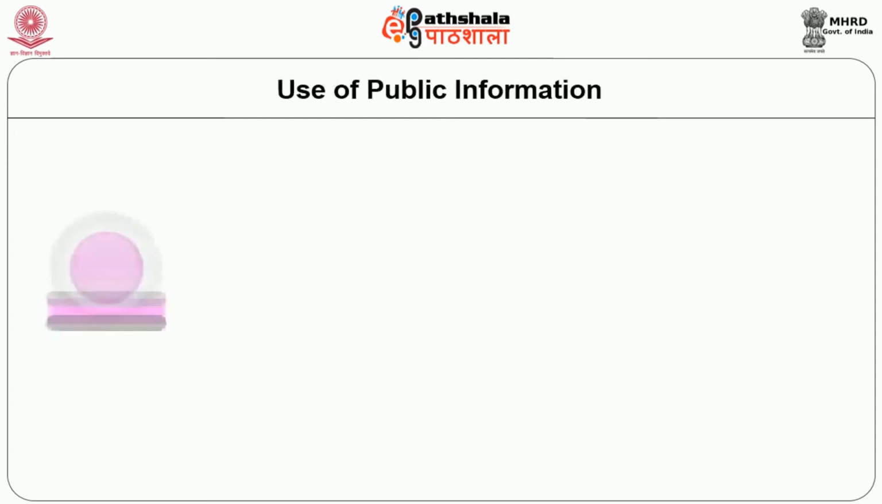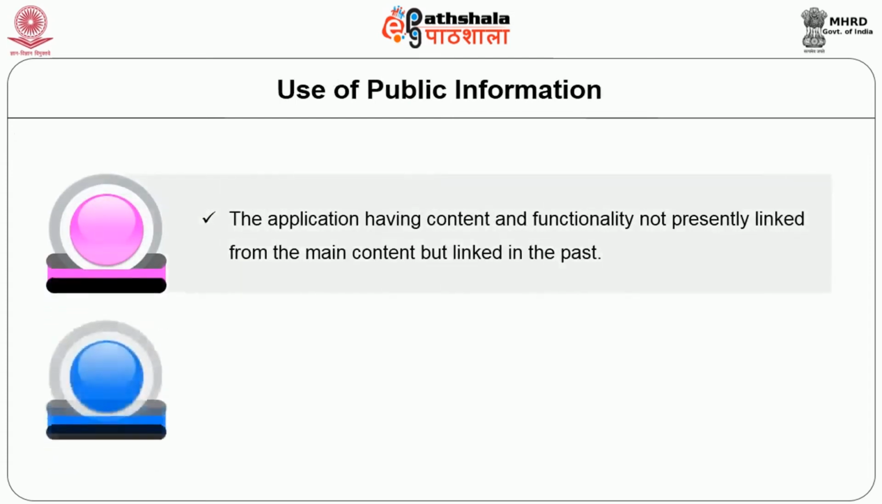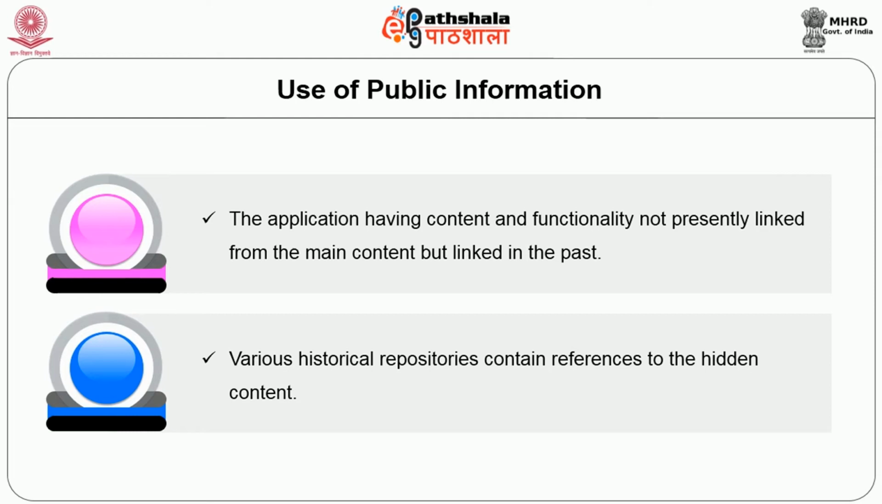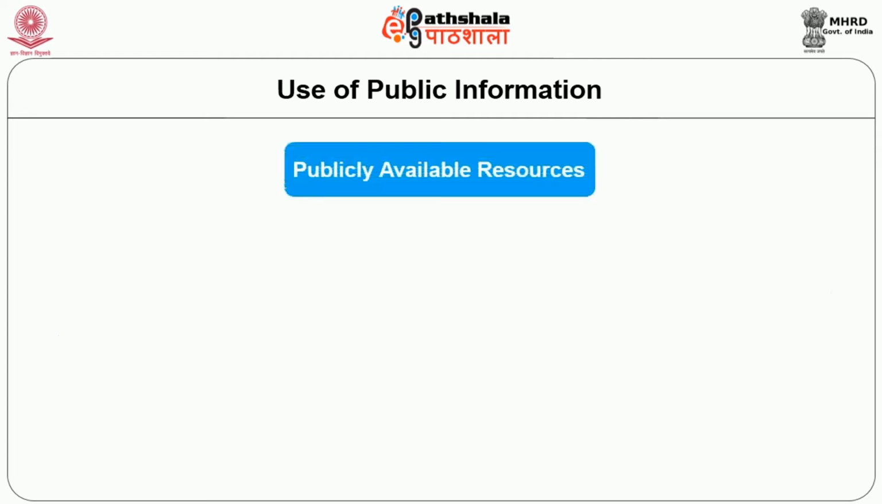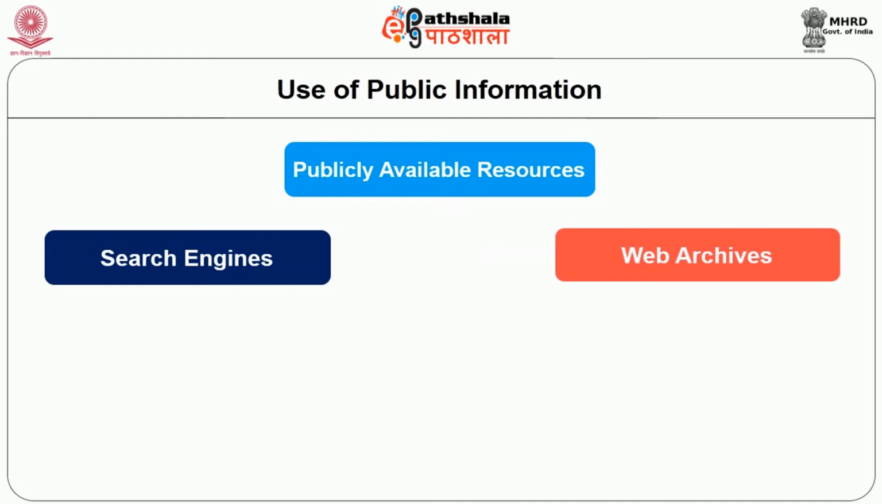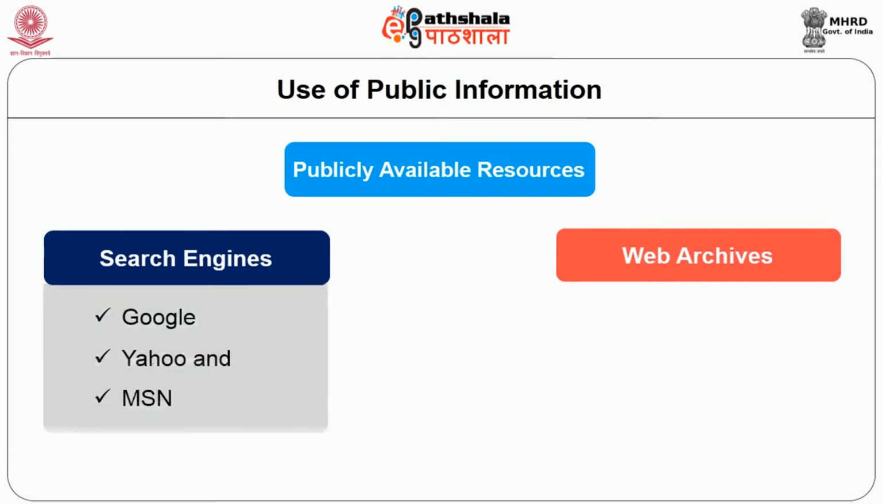The next is use of public information. The application may contain content and functionality that is not presently linked from the main content, but that has been linked in the past. So in this situation, it is likely that various historical repositories will still contain references to the hidden content. There are two main publicly available resources. One is the search engine and the other is web archives. To name search engines, there are Google, Yahoo, Microsoft.